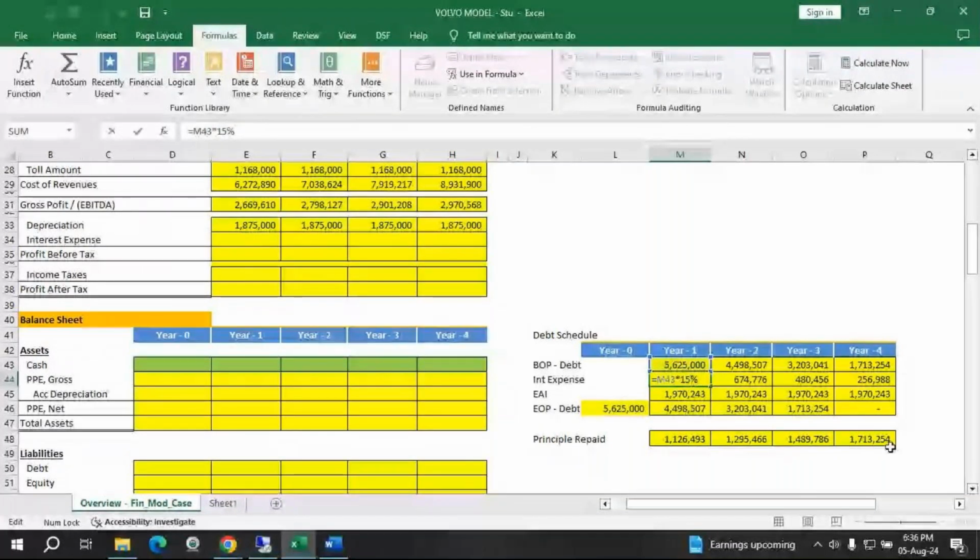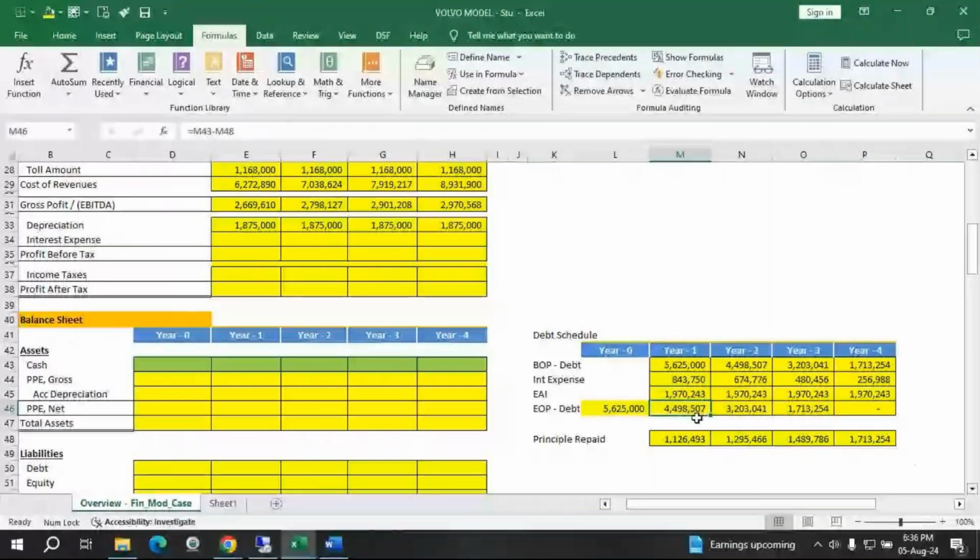EAI, equal annual installment, I'm going to pay, that is the PMT function. So I have taken minus PMT. As per it, the rate is the rate of interest, 15%. N per period is 4 years. Present value is the 56 lakh 25,000 loan I am taking. Future value will be zero. Type will be end of the period.